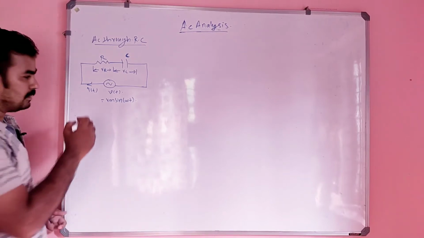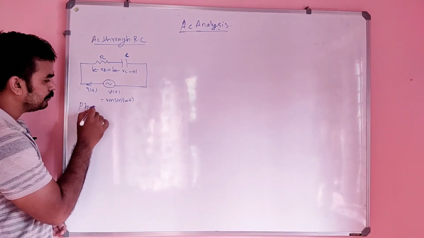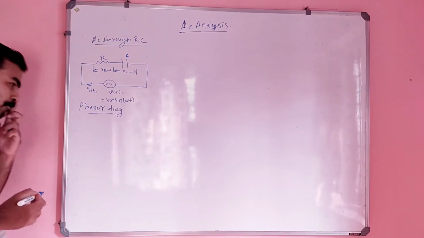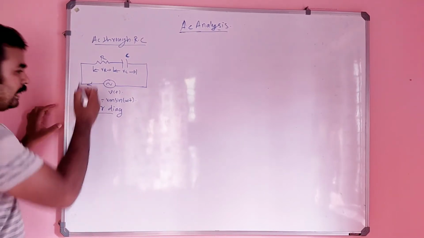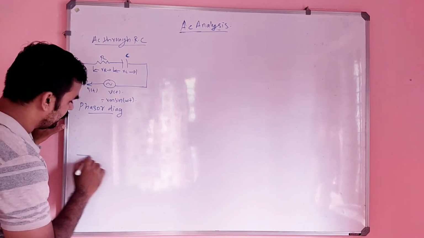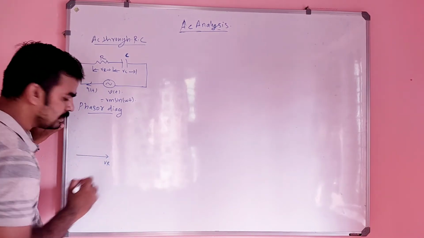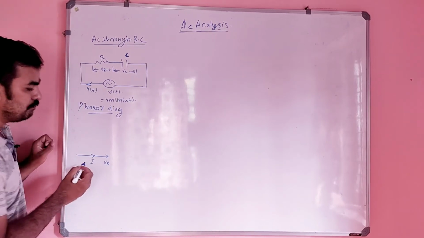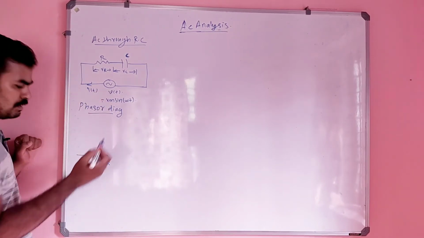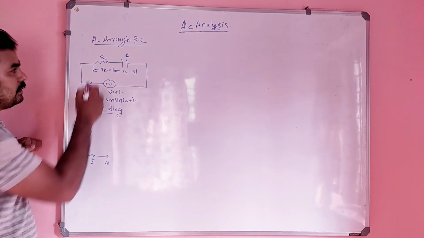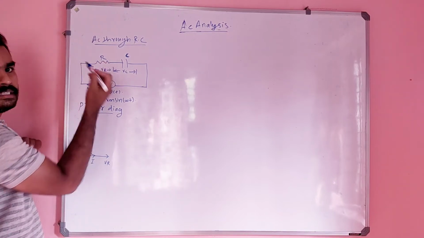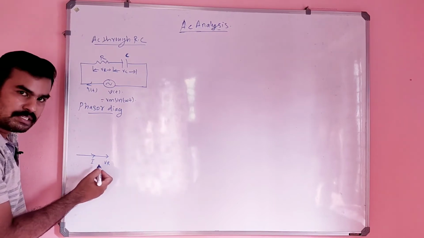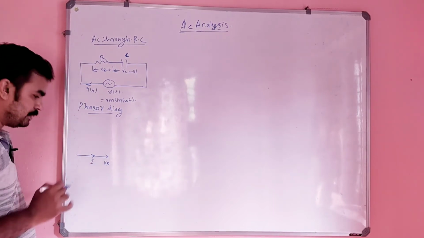Then what will be the phasor diagram? I can again take VR as a reference value. Definitely we know there is an in-phase quantity I of t, or simply I. That means this current is in phase with the resistor. In a pure resistive circuit, the current and the voltage will be in phase. That is why VR and I are in phase.